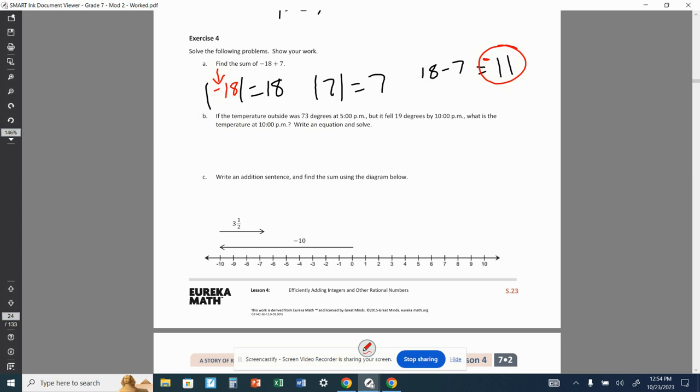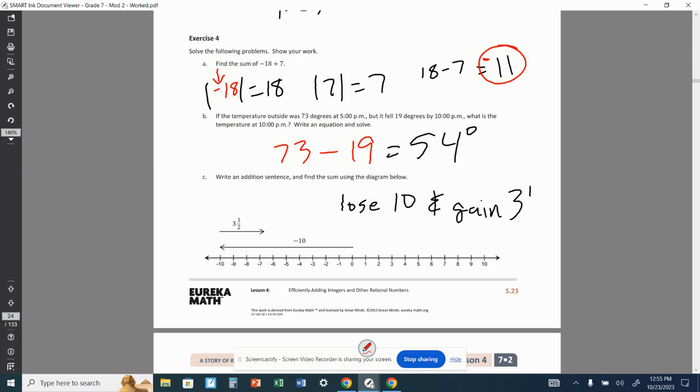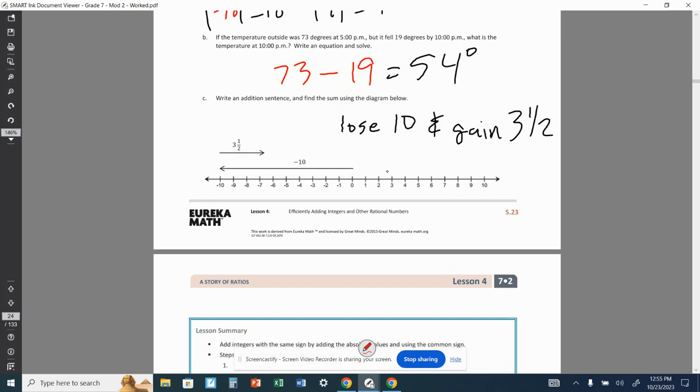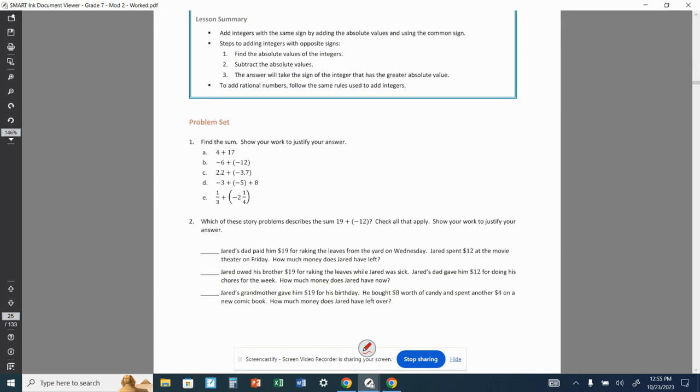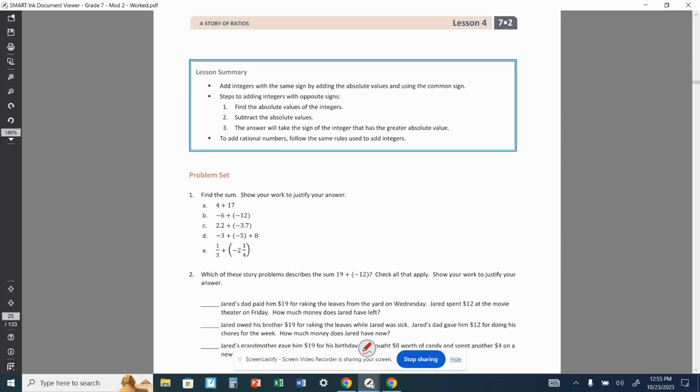Temperature outside was 73 degrees at 5 p.m., but it fell 19 degrees by 10 p.m. What's the temperature outside? So it starts at 73, and it fell 19 degrees. Take away 19, right? Would be what, 54 degrees. Okay. Write an addition sentence, find the sum. Okay, lose 10 and gain 3.5. Number sentence. Okay, there's your problem set for lesson 4.